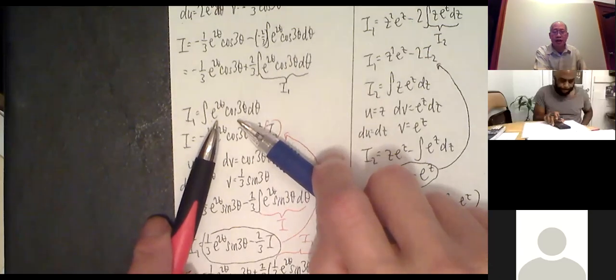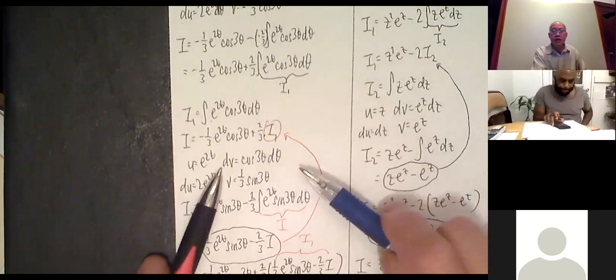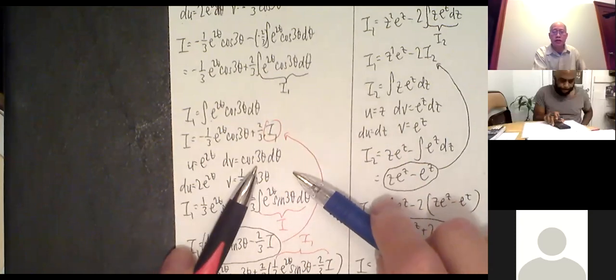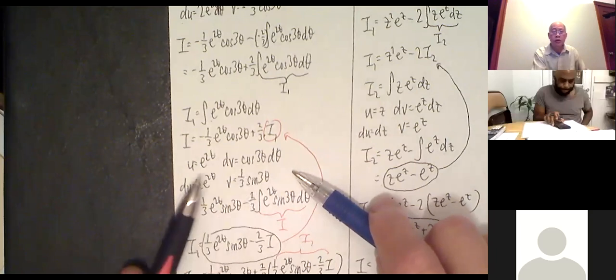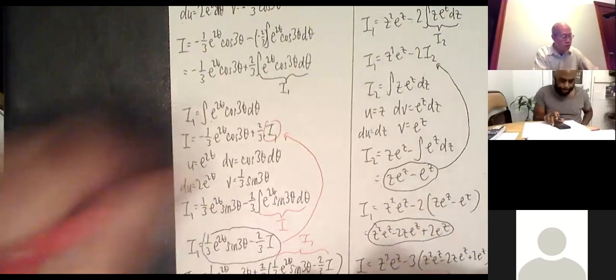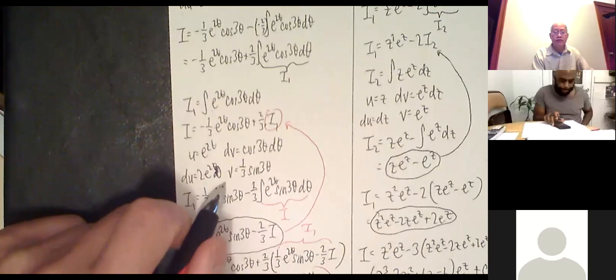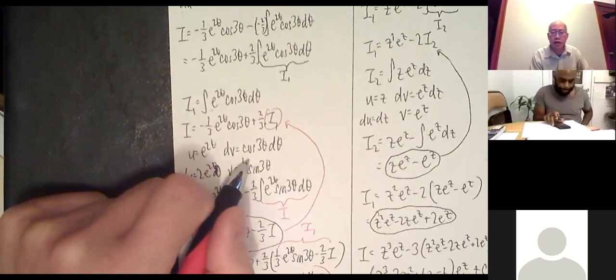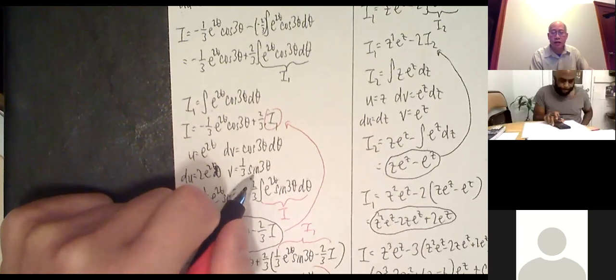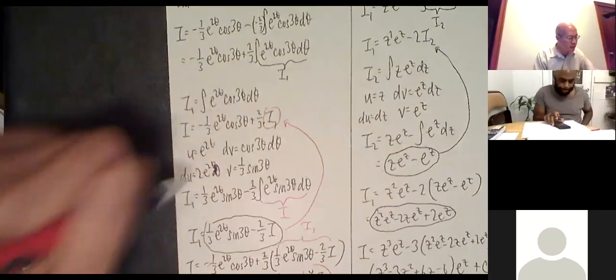So I'll do the same stuff that I did before. Let u be e to the 2 theta. dv is the rest. Cosine 3 theta, d theta. All right, differentiate, integrate. du is 2 e to the 2 theta, d theta. v is integral of cosine, sine. And by the chain rule, same thing, times an extra 1/3. Should be a d theta there, sorry.